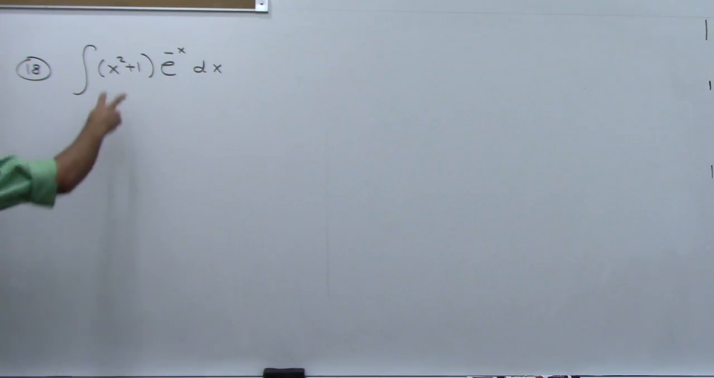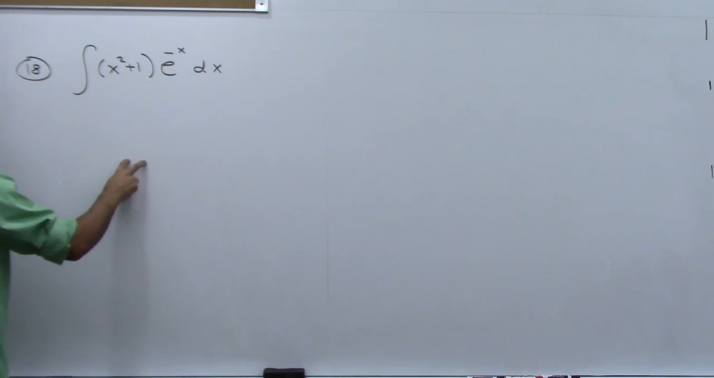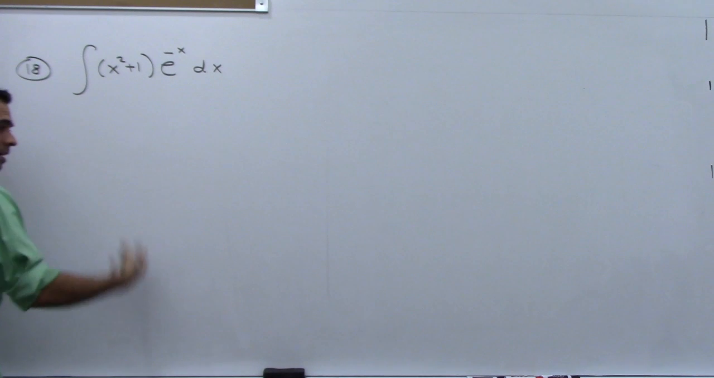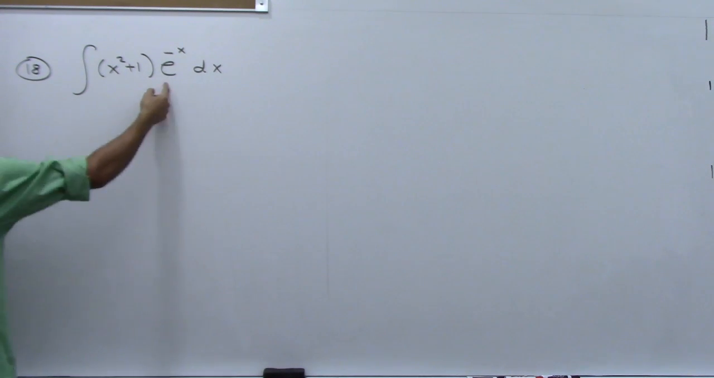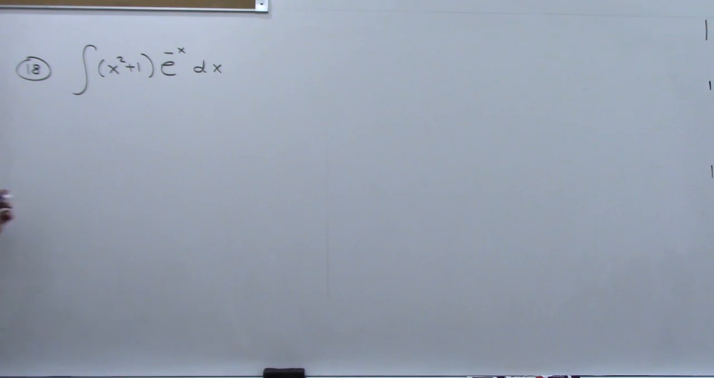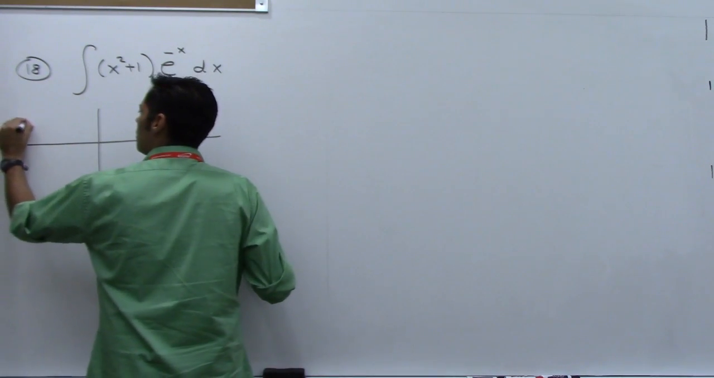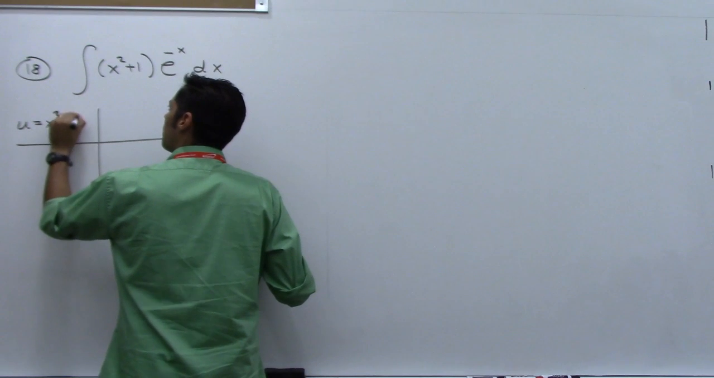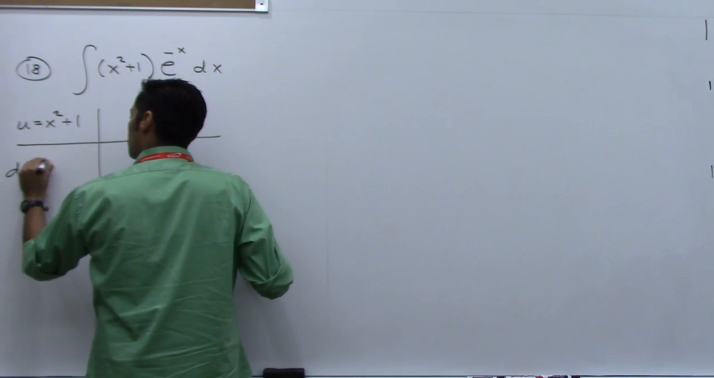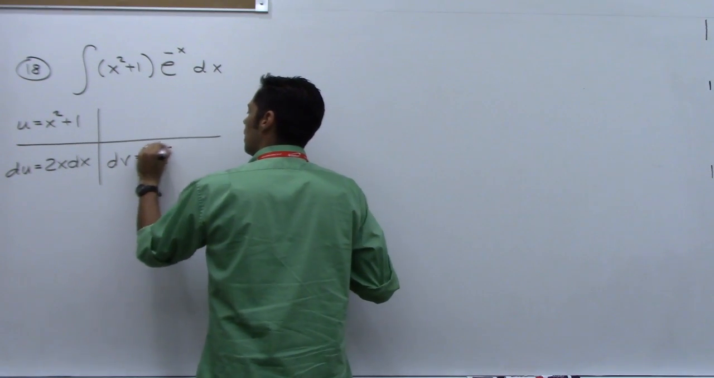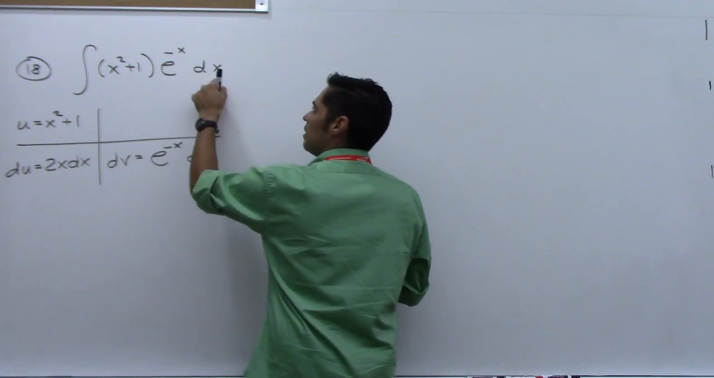I notice that if I let this be u, first time I do integration by parts, it's going to come down to like a 2x. If I do integration by parts one more time, it's going to come down to a number, and so that's good. This one's just going to cycle back and forth. So 2 applications of integration by parts should work here. u is equal to x squared plus 1. du is 2x dx. The dv was the only thing I really had left, which was this.